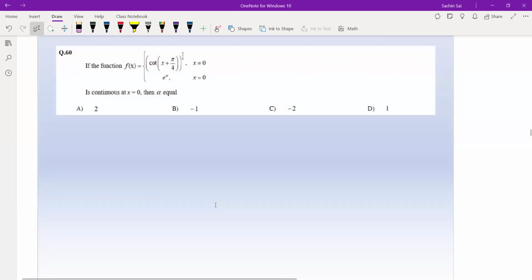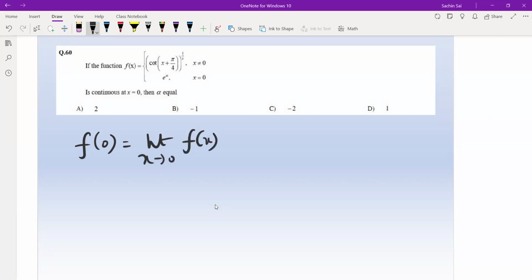Question 60, a function is given and this function is continuous at x equals 0. So again, we have the same concept as in the previous question, right? First thing is, for the function to be continuous, f of 0 must be equal to limit as x tends to 0, f of x. Now in this question, f of 0 is given. f of 0 is e power alpha.